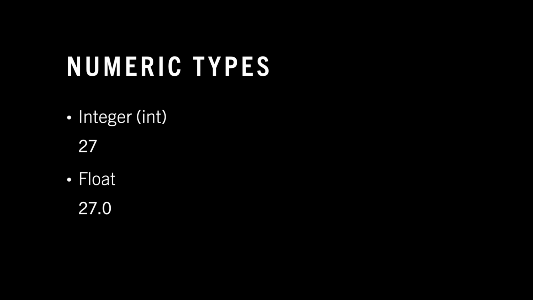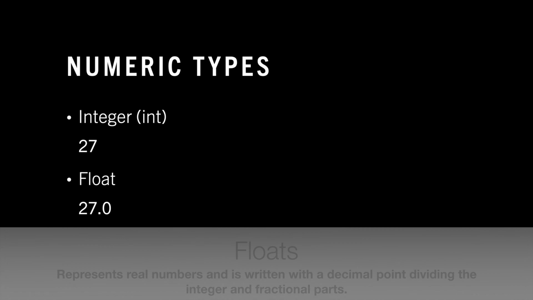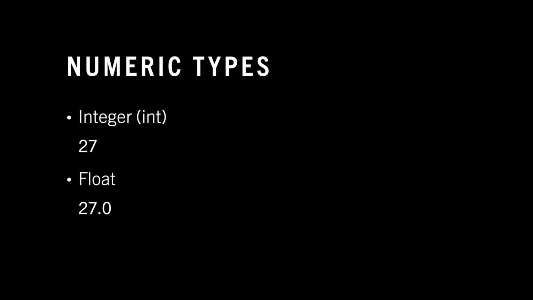Next, we're going to look at numeric types, which include integers and floats. Integers can be 0, positive, or negative whole numbers. Floats represent the floating point number. Unlike strings, integers and floats do not contain quotes. They are simply the whole number or a number with a decimal point. For example, 27 is an integer, but 27.0 is a float.